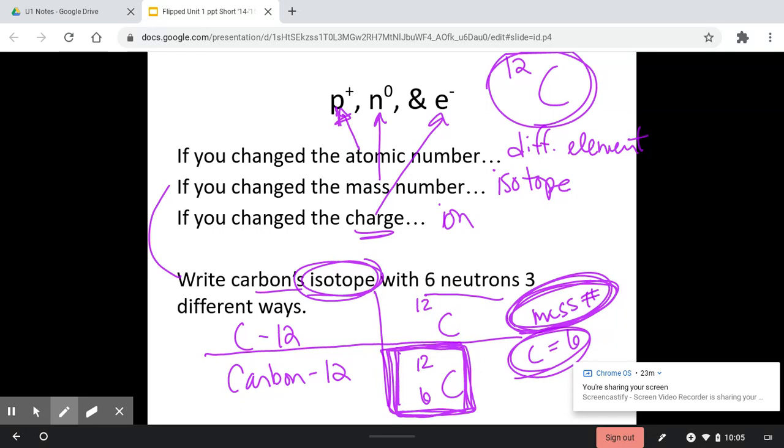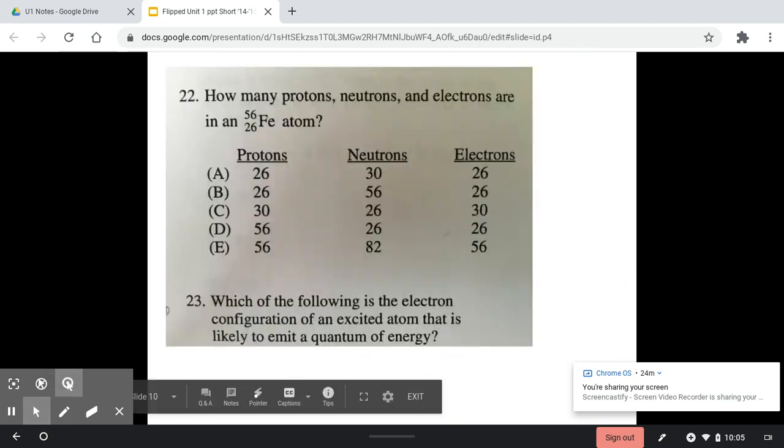All right, subatomic particles applied. So this would be a good place to pause the recording and try and answer these questions. If you change the atomic number of an element, let's say carbon 12, for example. What if you change the atomic number? What if you change the mass number? And what if you change the charge? So if you change the atomic number, which is essentially changing protons, right? You're going to get a different element.